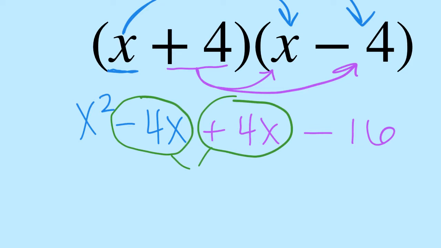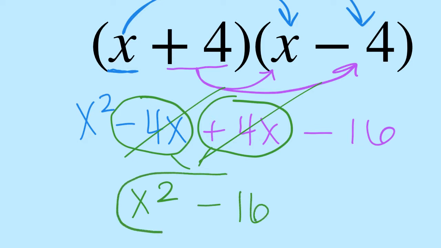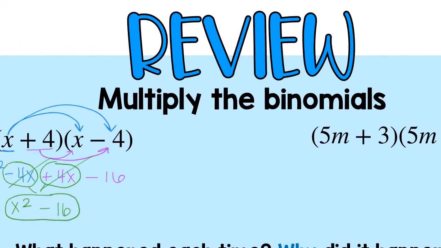And we typically don't write 0x, right? We just kind of get rid of it. So these will go away, and we have x squared minus 16, and that's all that we would have left, right? So we would just call this our final answer, x squared minus 16. All right, let's go ahead and do the other one.